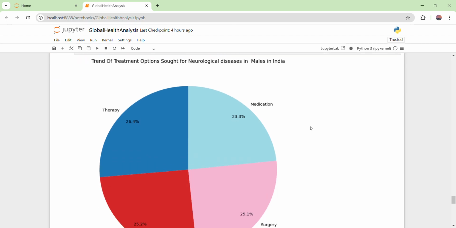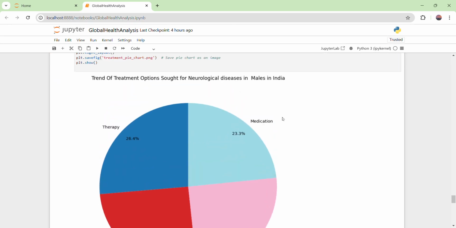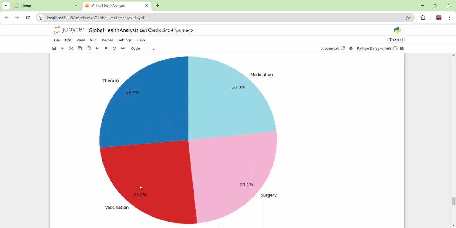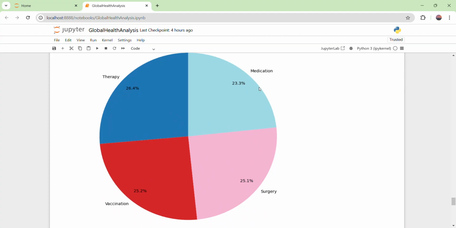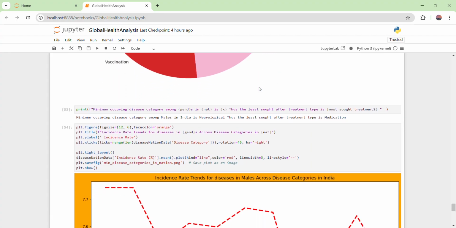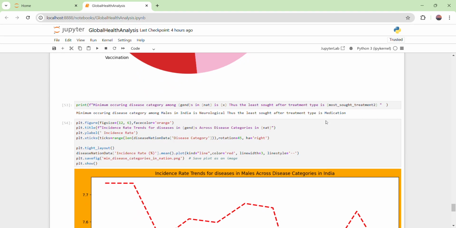So from here what we can do is devise general public health policy, and we can just have this pie chart out there which shows various treatment options for neurological diseases for males in India, whereby we have therapy, vaccination, surgery, and medication. And from these procedures, we can see which one is the most preferred one and which one is the least preferred one. So the minimum occurring disease category among males in India is neurological, and thus the least sought after treatment type is medication.